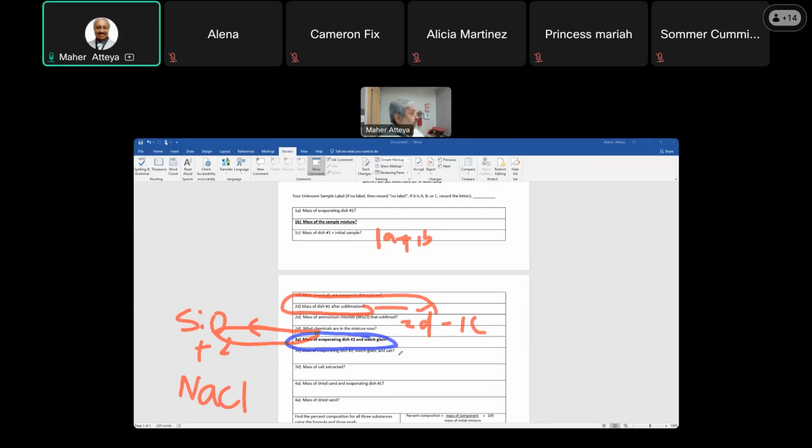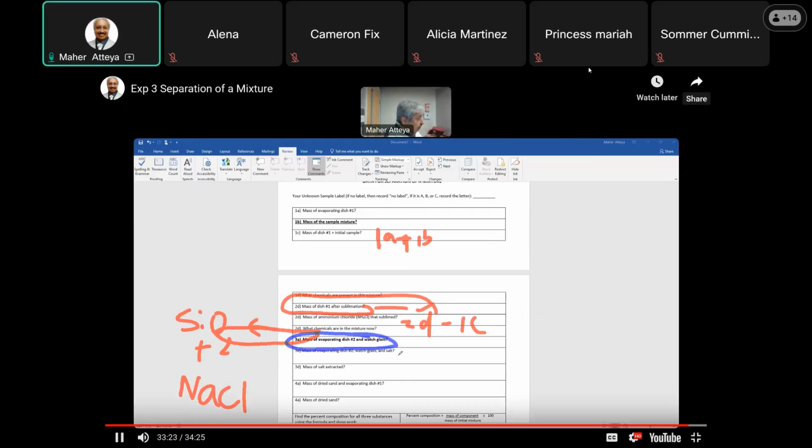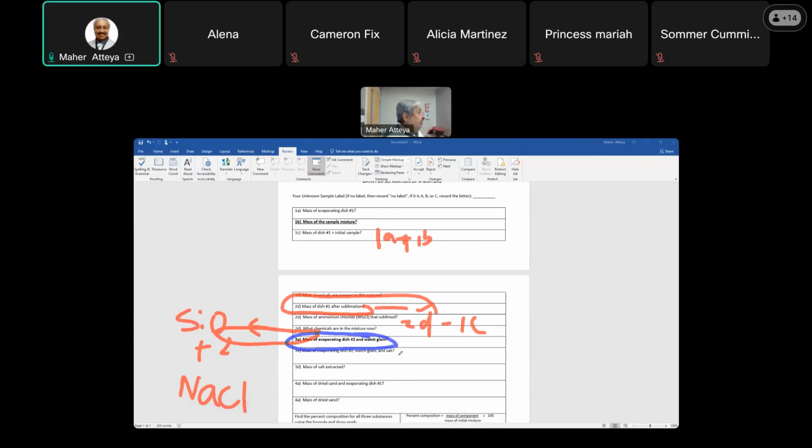The recovery is the mass of whatever you have recovered divided by 3.0 grams. That's the total. Multiply by 100. That's for each one of them. So the total of what you have recovered of sand by itself, sodium chloride by itself, and ammonium chloride by itself, divided by the total 3 grams, multiply by 100, that will give you the recovery.